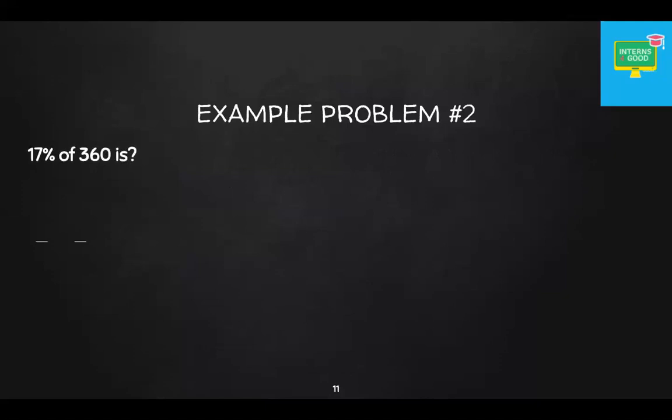17% of 360 is. This problem is worded a little bit differently, and we will see how this problem is different when we set the equation up. For this problem, I want you to think of this equation. Is over of equals x over 100. Let's plug in the numbers. x over 360 equals 17 over 100. You may ask, why do we have an x over there?